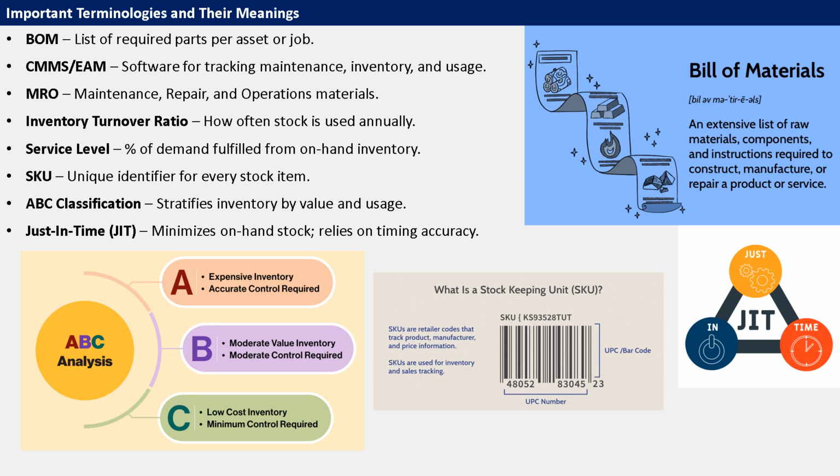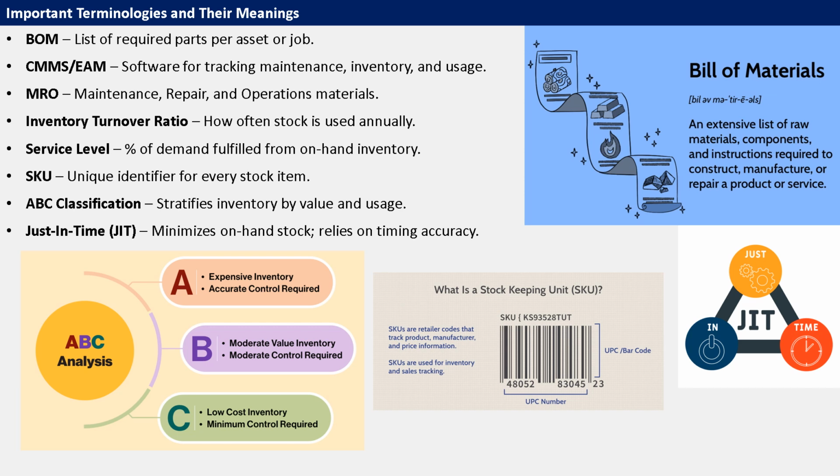Terminology is essential for effective inventory management. A bill of materials, BOM, is a comprehensive list of all the materials, parts, and components required to build or maintain an asset. It acts as a reference point for maintenance planning and inventory control.